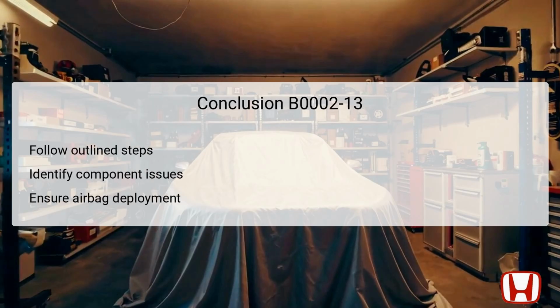In conclusion, addressing DTC B0002-13 requires a systematic approach involving multiple troubleshooting steps. By following the outlined procedures, technicians can identify specific components that may be faulty, including the driver's airbag, cable reel, and SRS unit. Understanding the role and functionality of each part helps in accurately diagnosing the issue. It's imperative to ensure that all connections are secure and free from damage, since these are often the culprits behind increased resistance in the airbag circuit.